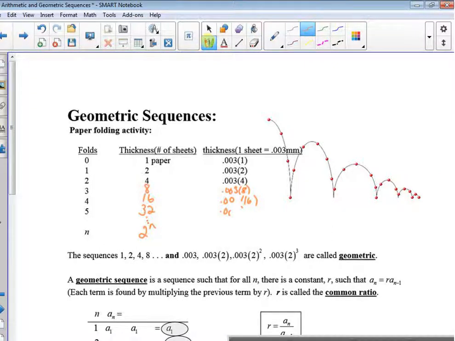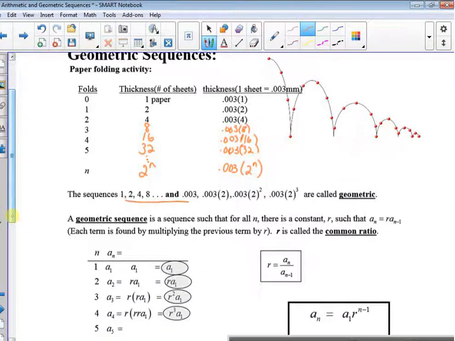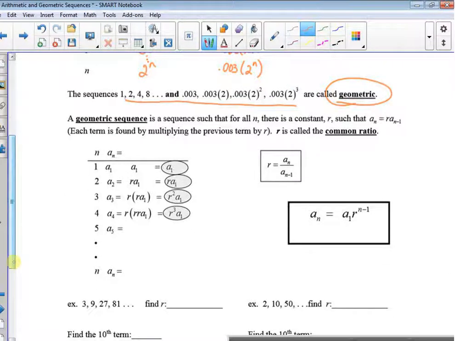So 0.003, 0.003 times 32, and this would be 0.003 times 2 to the n. Those sequences are called geometric because you multiply to get from one term to the next. In order to figure out what you're multiplying by, that is known as the common ratio here.